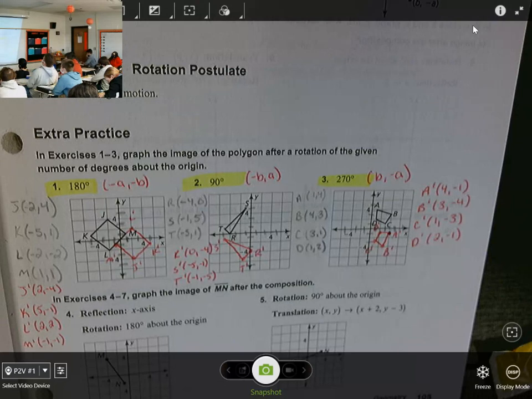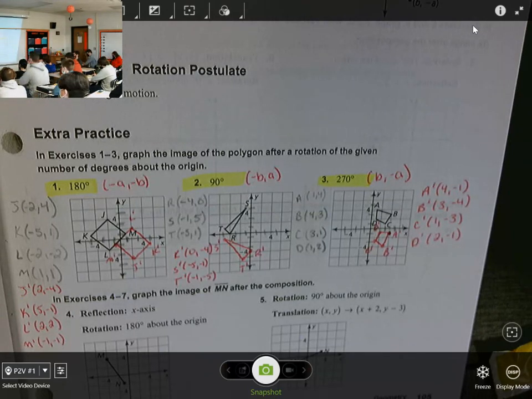K was -5, 1, so K prime would be 5, -1. So that's to the right 5 and down 1. L was -2, -2, so L prime would be 2, 2. So that's to the right 2, up 2. And M was 1, 1, so M prime would be -1, -1, which is to the left 1, down 1.